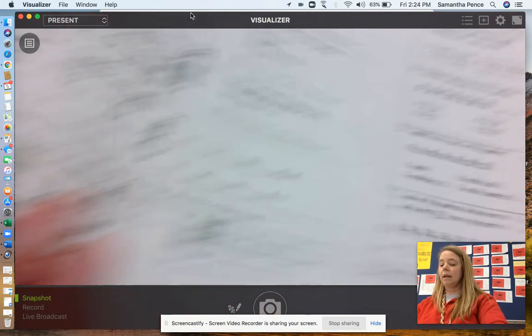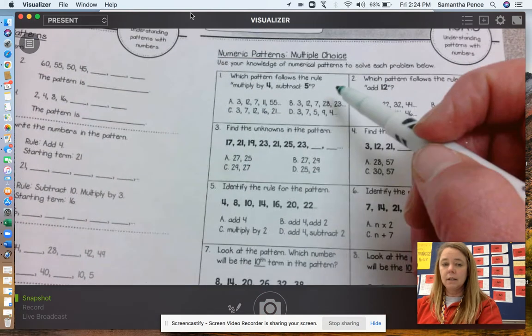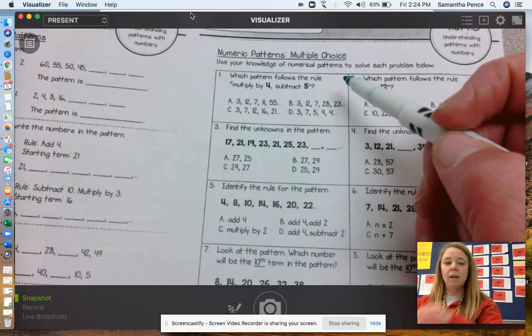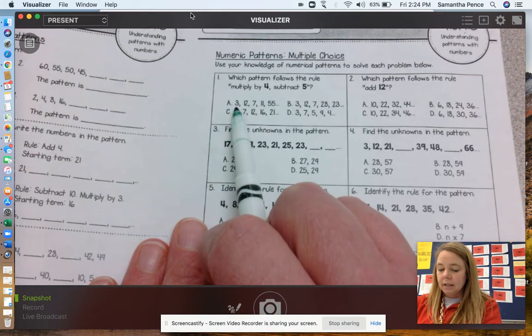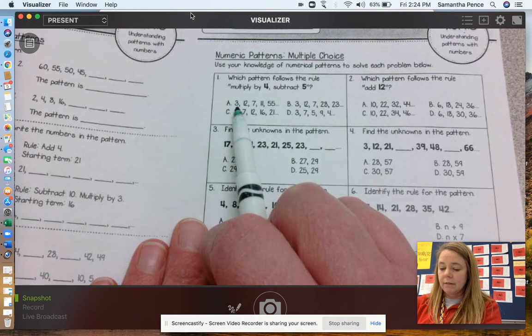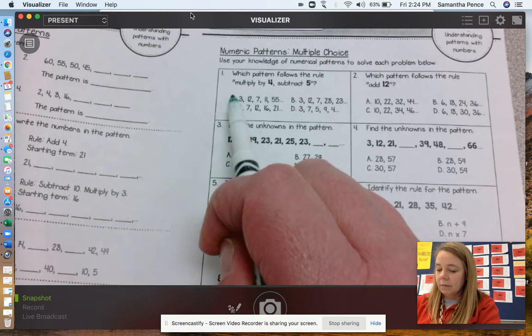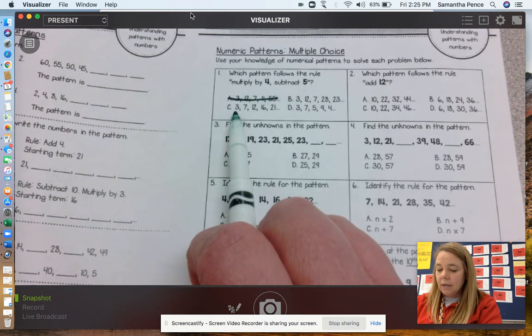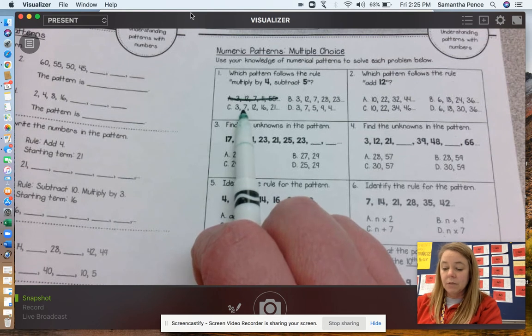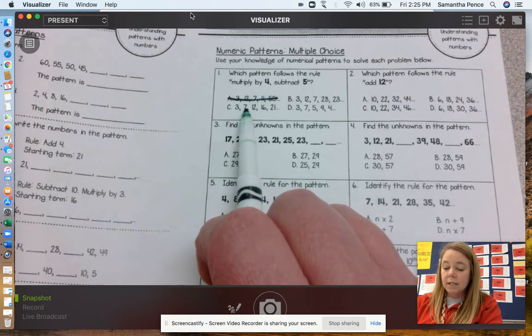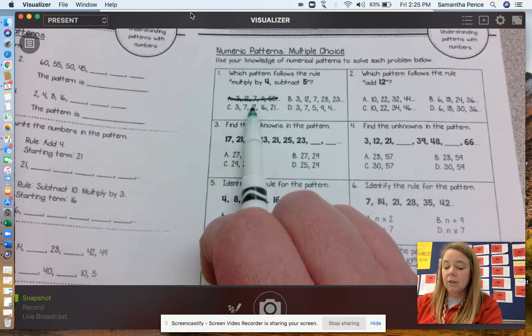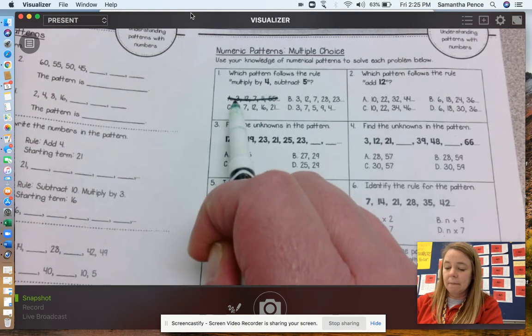Okay, and then on this side over here, it says, which pattern follows the rule multiply by 4 and subtract 5? So I'm thinking 3 times 4 minus 5. 3 times 4 is 12, minus 5 would be 7. So that's not going to work. I'm going to mark out A. 3 times 4 is 12. Minus 5 is 7. So far, so good. Let's try the next one. 7 times 4, that's 28. 28 minus 5 is 23. That says 12. That's not going to work.